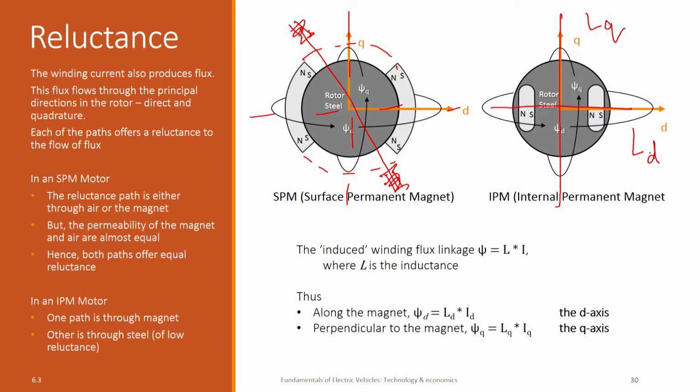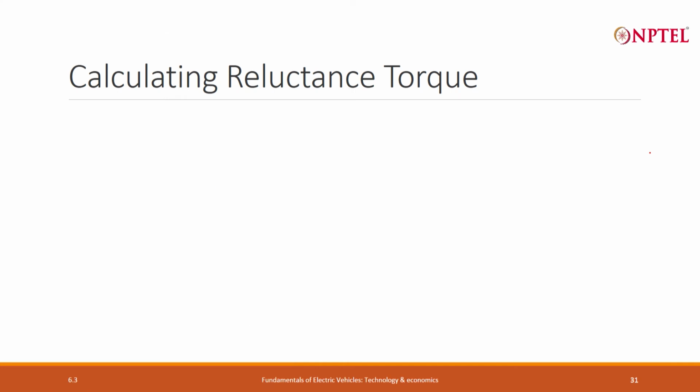So, straight away we can say that the fluxes will be different. In addition, LD and LQ may or may not be equal. In the case of an SPM, they will be equal. In the case of an IPM, they will not be equal, but clearly the flux in the two directions will not be equal. In general, they will not be equal unless the angle is exactly 45 degrees, ID will not be equal to IQ. Now, what is the consequence of this reluctance? Will be very interesting to see.